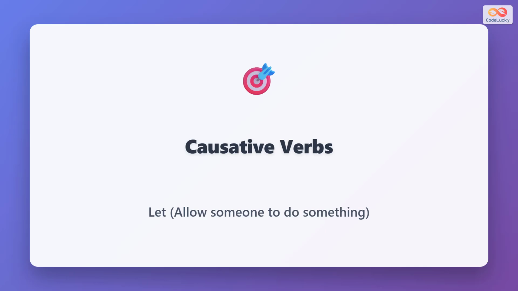Causative verbs express when one person causes another to do something. Let is a causative verb that means to allow or give permission to someone to do something. It shows permission in a casual, natural way.